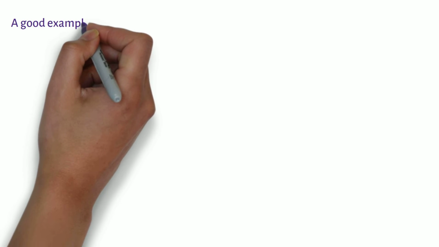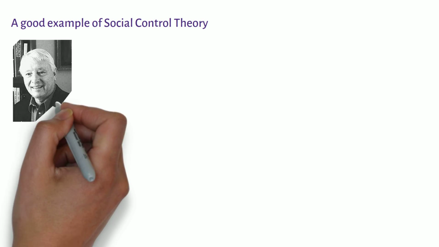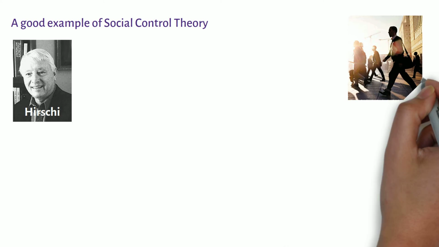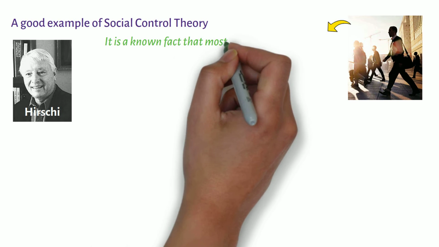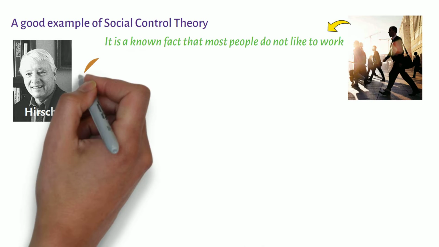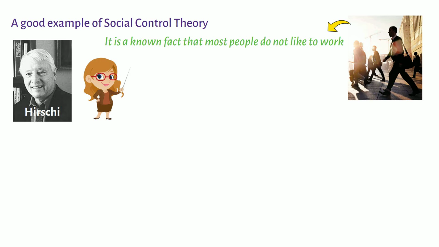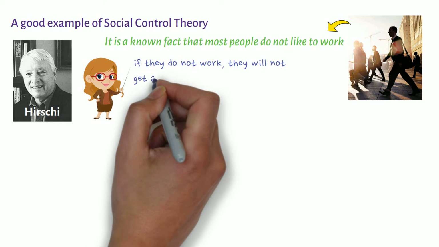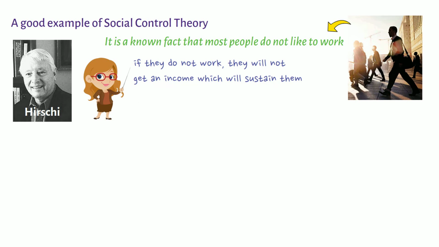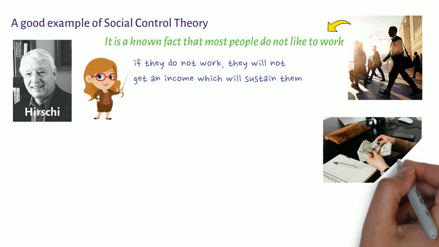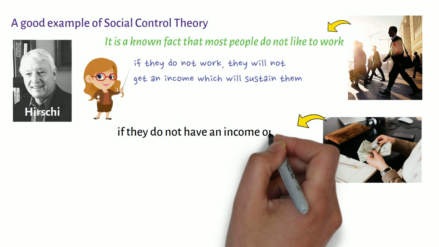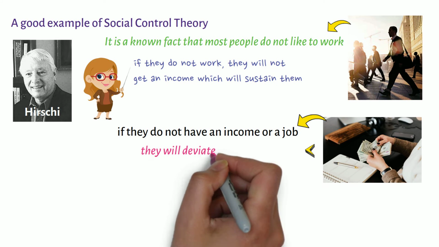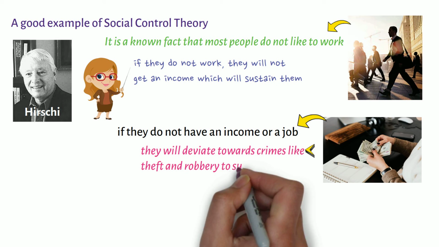A good example of social control theory, according to Hirschi, is people going to work. It is a known fact that most people do not like to work. However, if they do not work, they will not get an income which will sustain them. Thus, people go to work to earn an income. However, if they do not have an income or a job, they will deviate towards crimes like theft and robbery to sustain them.